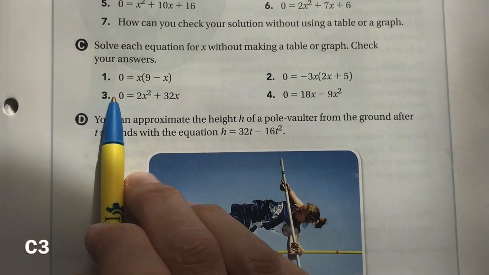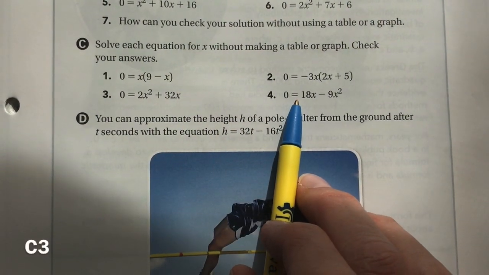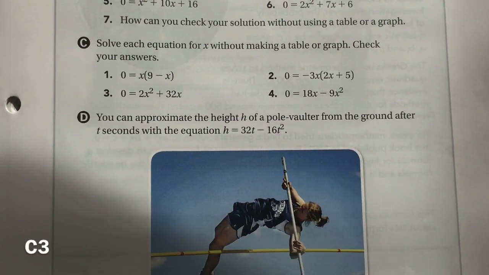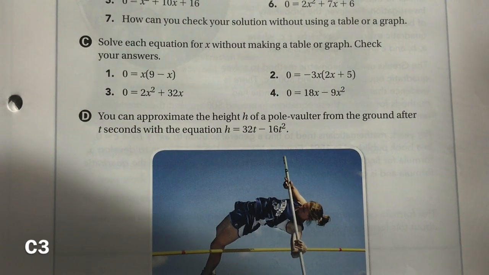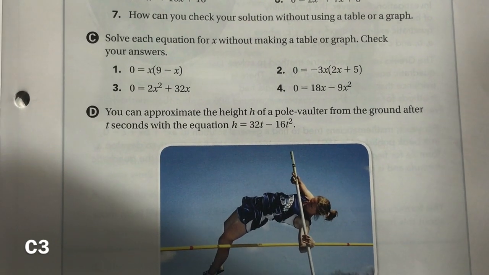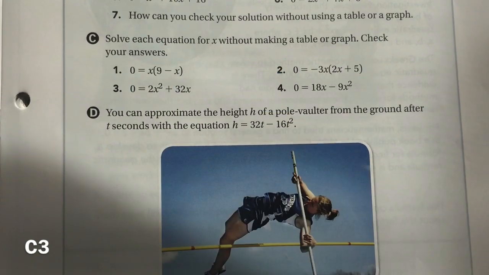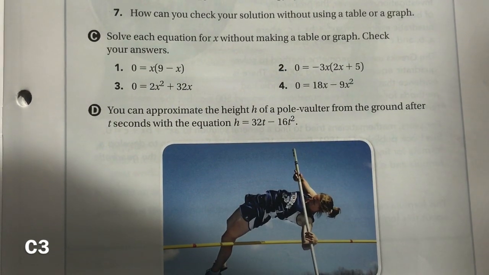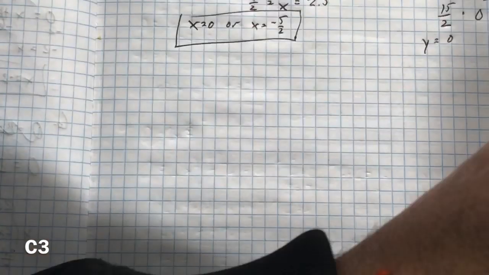All right, C3 and C4. Both of these don't have parentheses. So what we need to remember to do is we need to get them from expanded form to factored form first. Then we can do the same work that we just did in C1 and C2. So here we go.